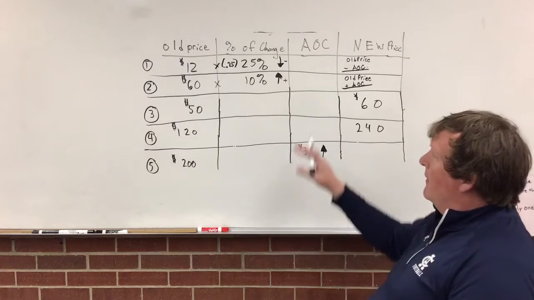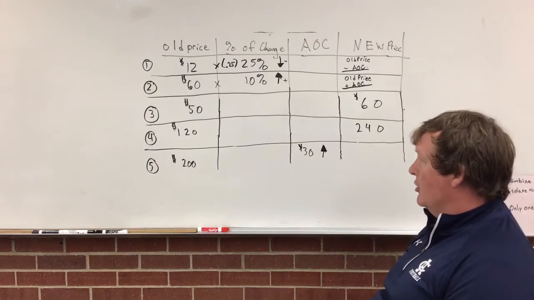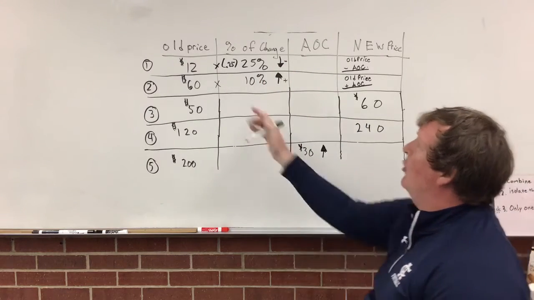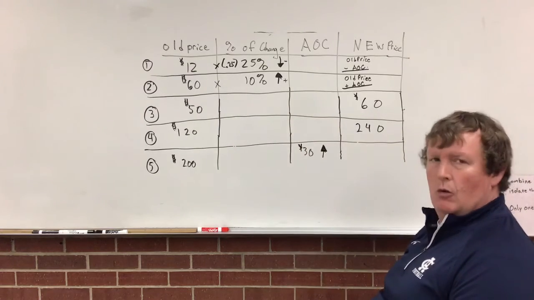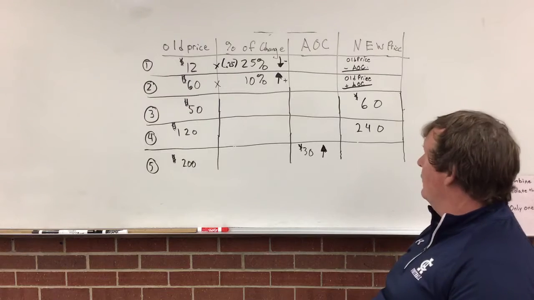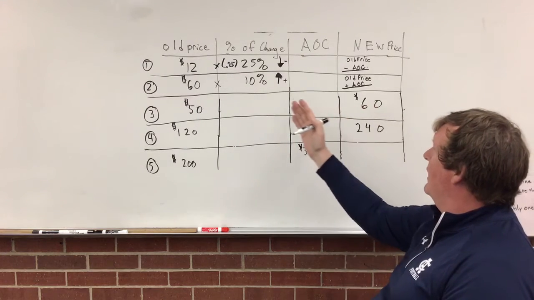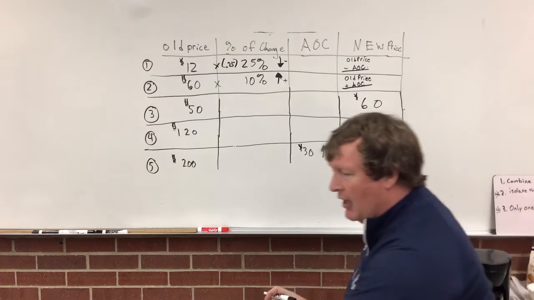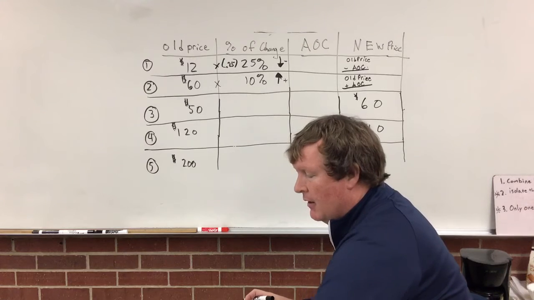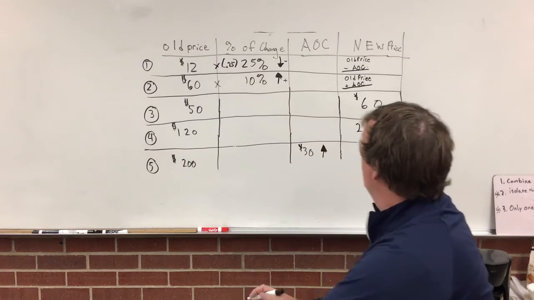So those are for the first 2 problems. That's if we have the old price and the percent of change. Well, what if they give us the old price and the new price? Could we find these 2? Well, sure we could. When we have old price to new price, we could find the amount of change. That's like the old amount and the new amount from the previous one.